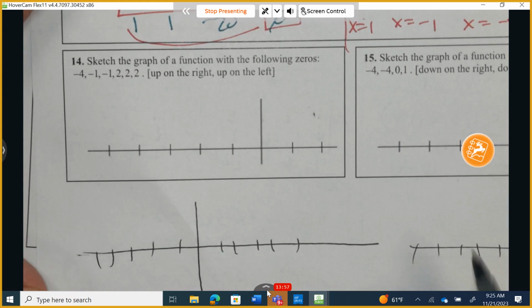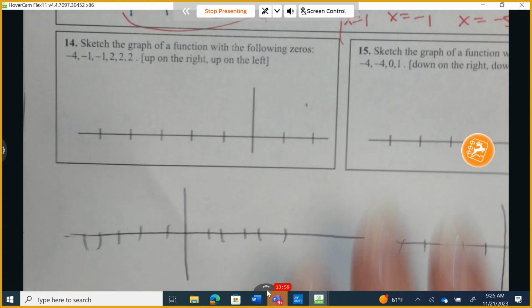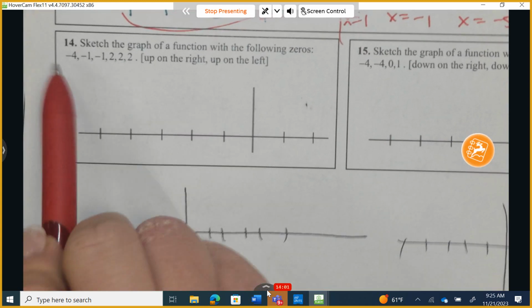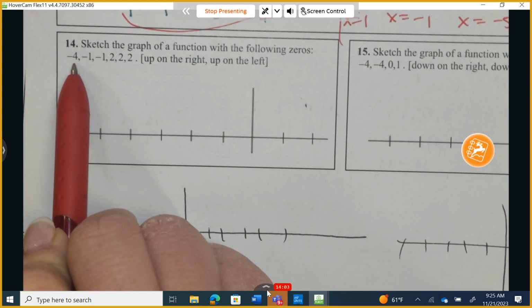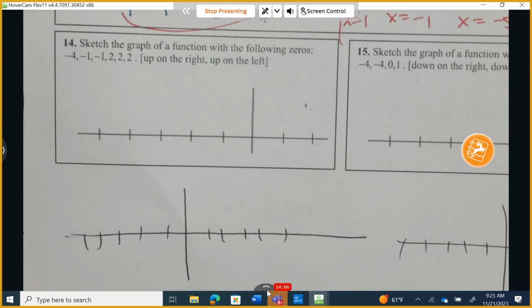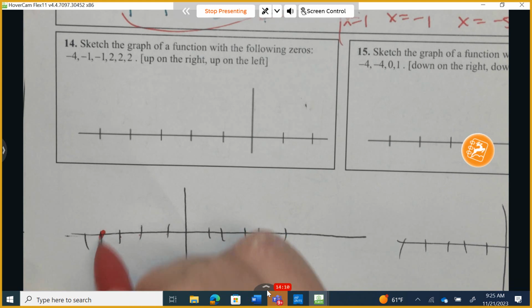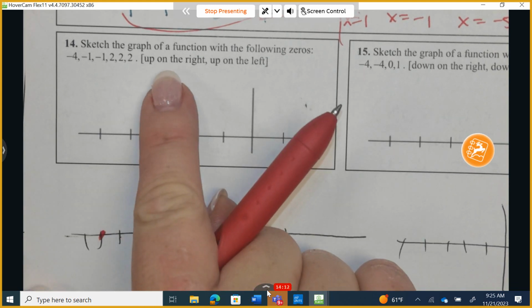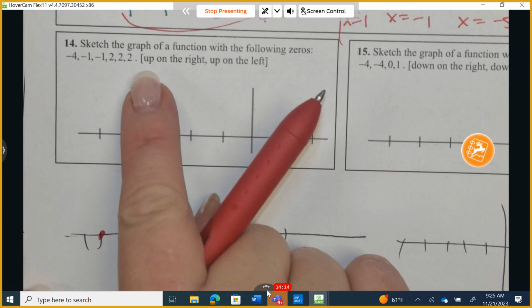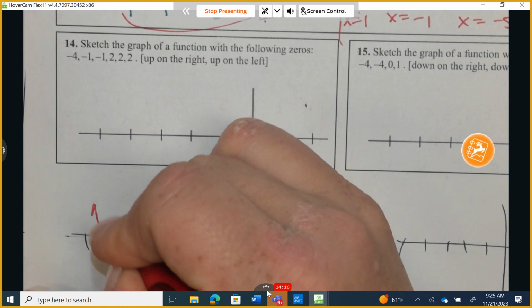What you see on the board will remain there as it applies to multiplicities. How many times do we see -4 listed? 1. So look on the board. Multiplicities that are only 1 just cut through. So 1, 2, 3, and 4. So it's going to cut through, and notice it says on the right go up, and on the left, up on the right, up on the left. So it's going to cut through just like this.